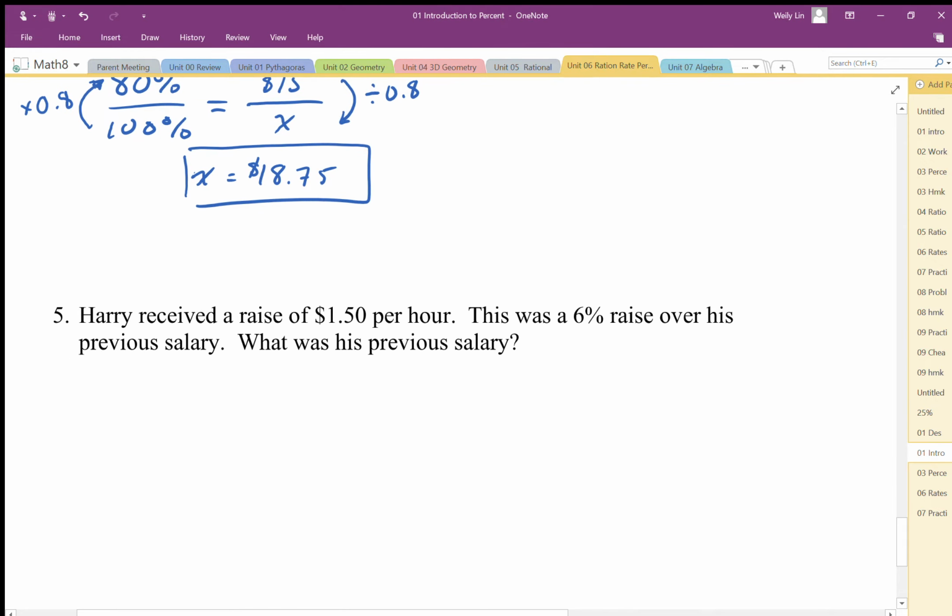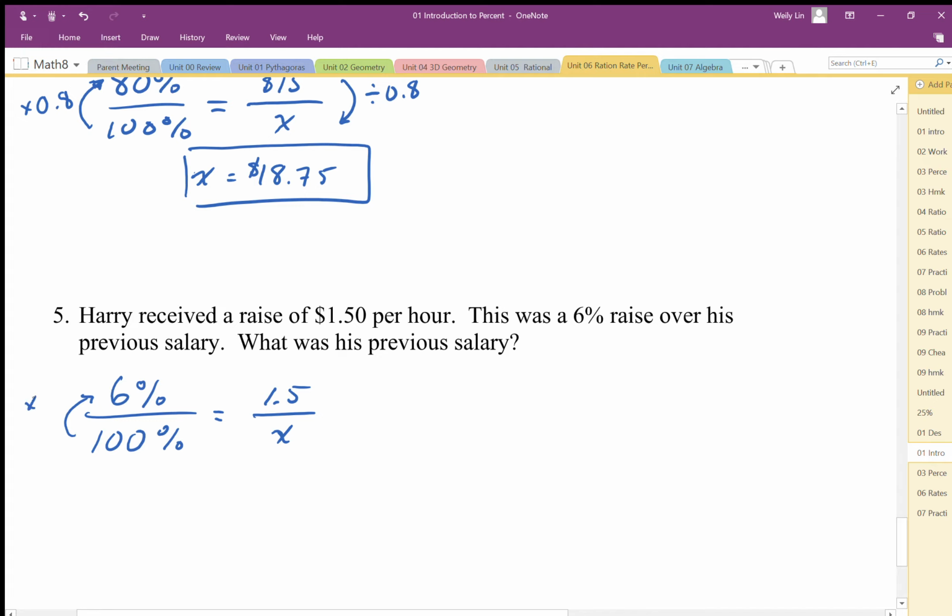So Harry receives a raise of $1.50 per hour. This was a 6% raise over his previous salary. So I'm going to write my percentage ratio. And I have to determine, is the $1.50 the part or the whole? So $1.50 is the raise. That is the 6% portion. So 1.5. And we are looking for the whole. So the 100%. So his original salary is what we're looking for.